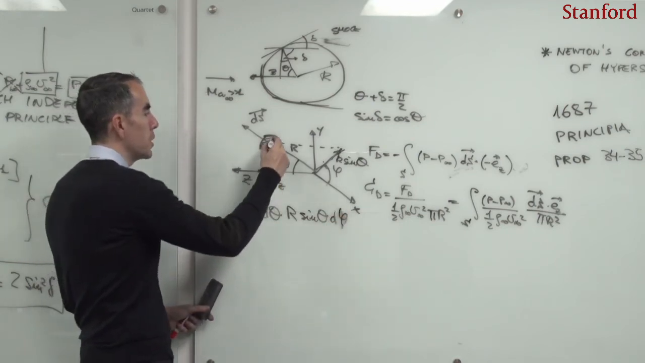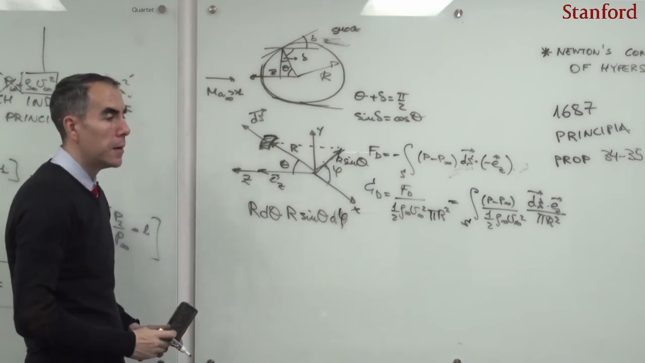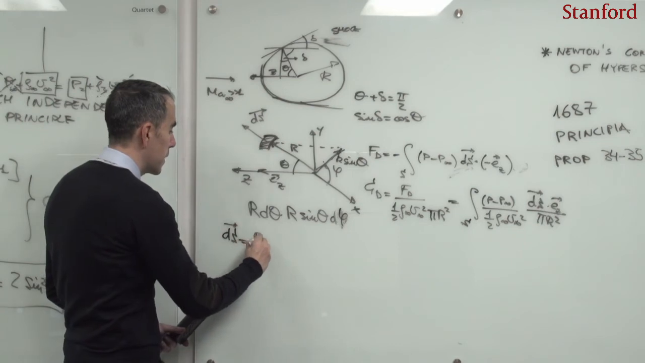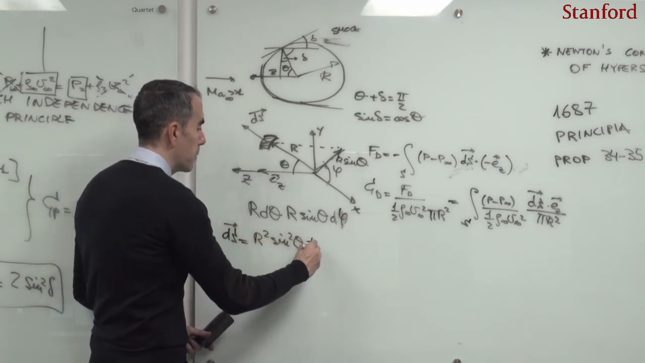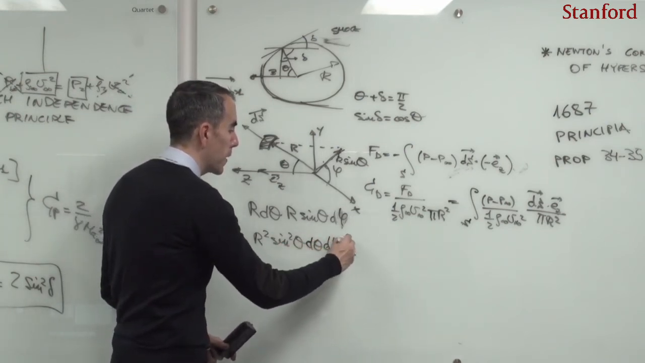So this segment that you see here is just going to be r multiplied by the sine of theta multiplied by d phi. So this is to say that the element of surface is just r squared multiplied by the sine of theta multiplied by d theta and multiplied by d phi, and this element of surface is going to go into the radial direction.